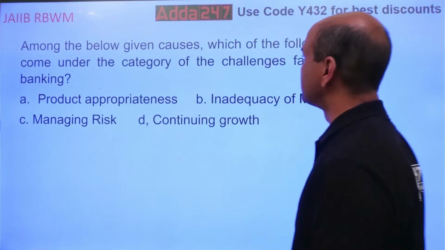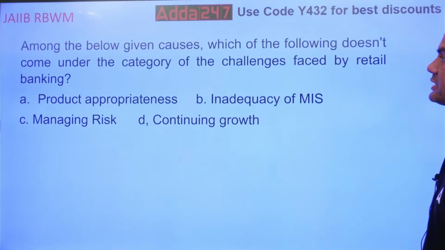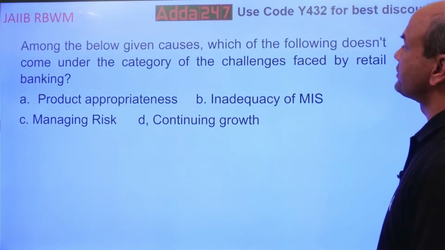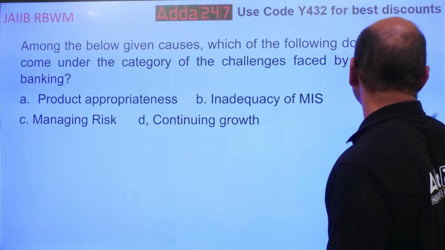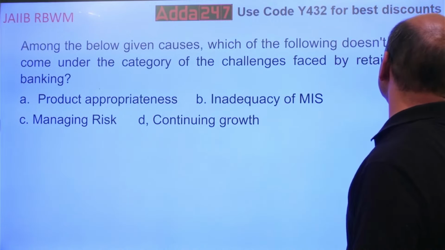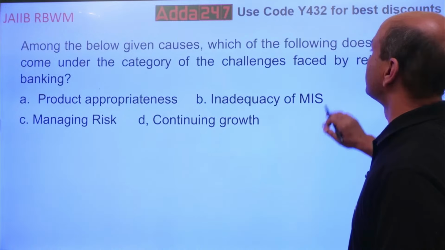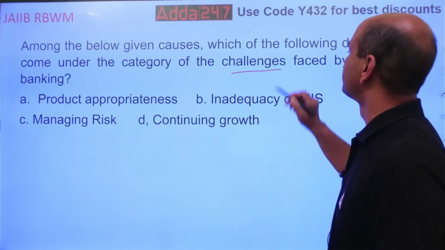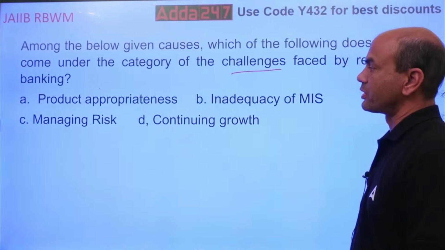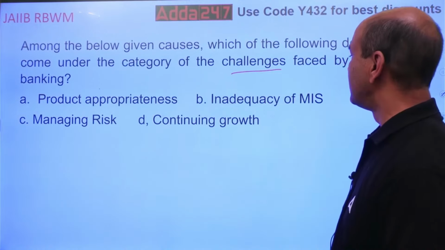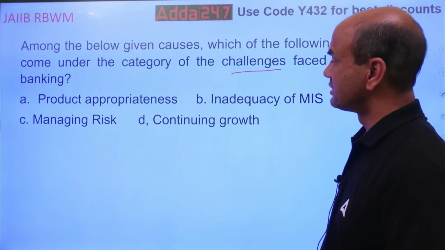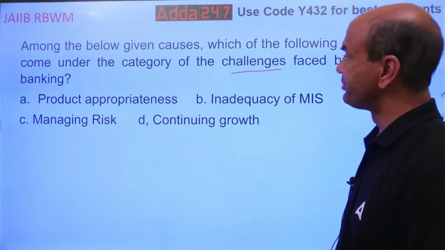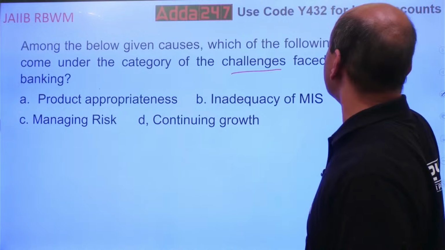Among the below given causes, which of the following doesn't come under the category of challenges faced by retail banking? So, which of them doesn't come under the category of retail banking? Challenges faced by retail banking: product appropriateness, inadequacy of MIS, managing the risk, and continuing growth. So which of them are not, doesn't?